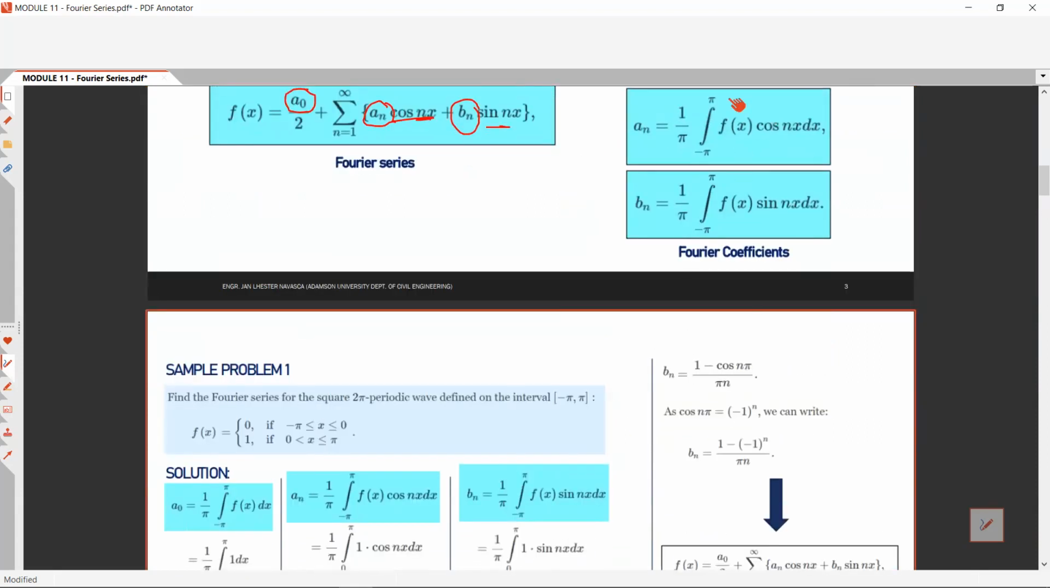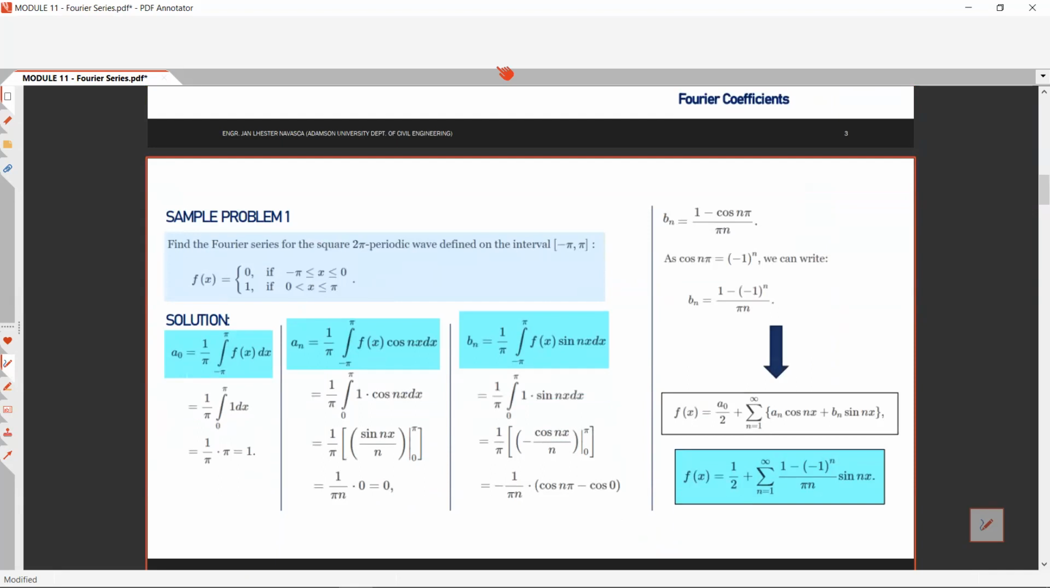So sinabi doon negative pi to pi. However, dito sa atin, magkaiba yung function from negative pi to pi. So meron tayong termination ng dalawa: negative pi to 0 and 0 to pi. So if we use this formula, magka-come up yan dito. So a sub 0 is equal to 1 over pi integral of negative pi to 0 of the function 0 dx, plus 1 over pi integral of 0 to pi of 1 dx. Okay? So yan yung ating function for this one.